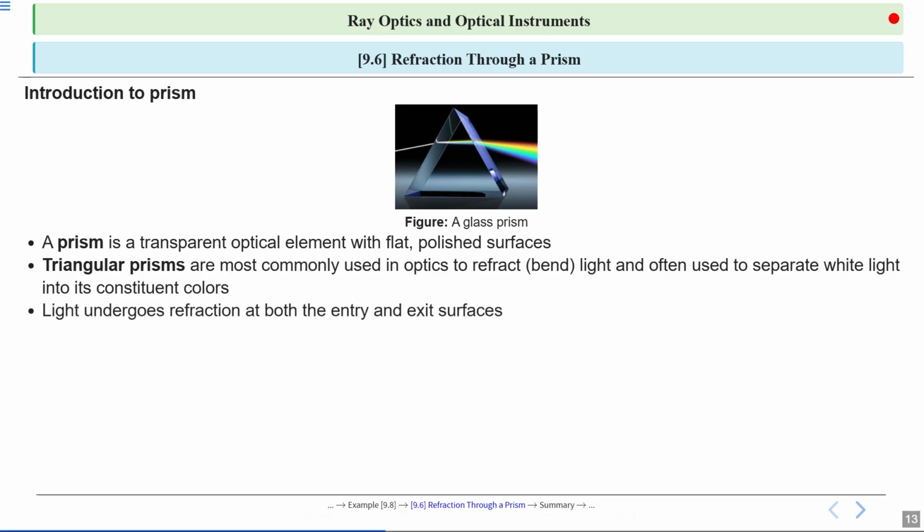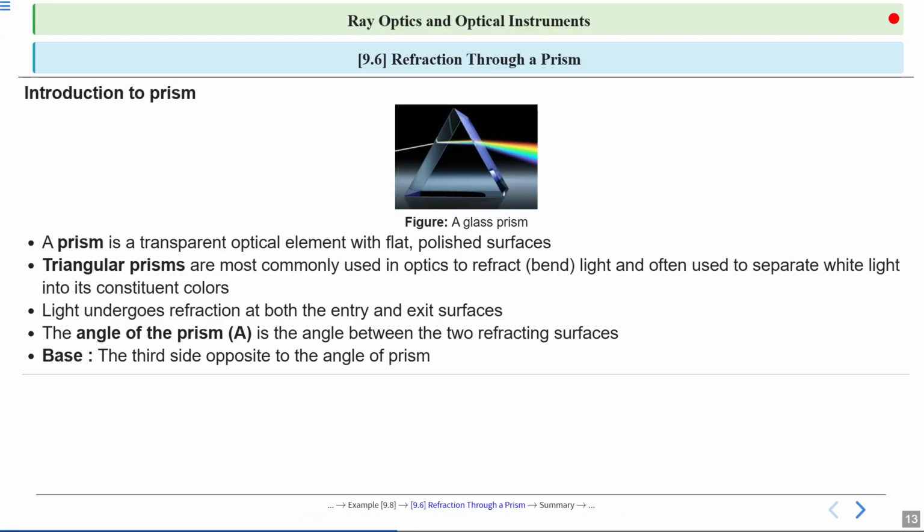As light enters and exits the prism, it undergoes refraction at both surfaces. This dual refraction is what causes the bending and separation of light, making the prism a valuable tool in optical experiments and instruments. The angle of prism, denoted by A, is the angle between the two refracting surfaces. This angle plays a critical role in determining how much light will bend as it passes through the prism.